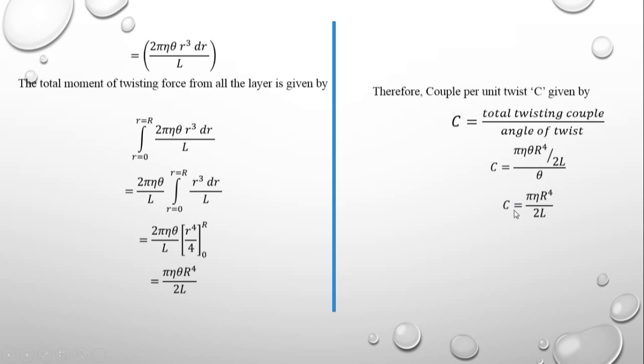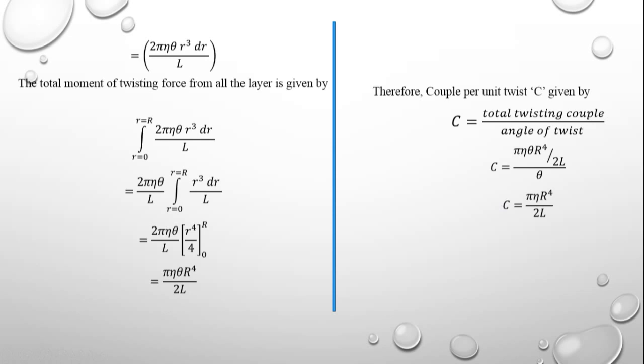Couple per unit twist for the cylindrical object is C is equal to pi n, pi you can pronounce as eta, or you can call it n, r to the power of 4 by 2L. If the rigidity modulus is more, then the couple per unit twist required is more. If the rigidity modulus is less, the couple per unit twist, that means the twisting force required, is very less. So this will be the expression for couple per unit twist of a cylinder.